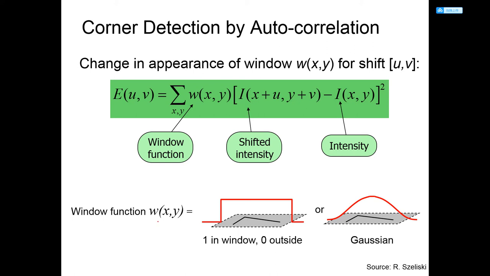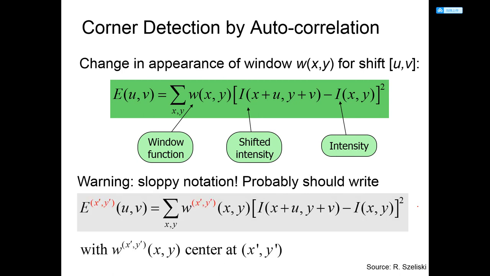As I mentioned, we have this window function here to smooth out the boundary effect. Of course, we could just use something like a step function, but that would not be very nice, as we'd have a strong boundary effect. Or we can smooth that out with a Gaussian, for example. I just give a caveat here: this is typically what people write, but be careful. It's actually a little bit sloppy notation, because this W depends on where the center is. Basically, a more rigorous notation may be like that.